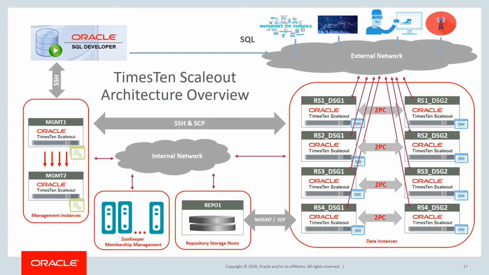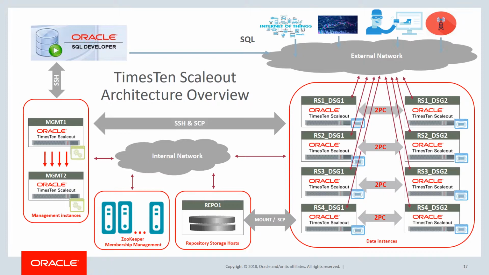Okay? All of these things are connected together using what we call the internal network. So this is the grid interconnect, if you will. It's a really important piece of the puzzle. Okay? This network needs to be fast, high bandwidth, low latency, and secure. Okay? Kind of goes without saying.